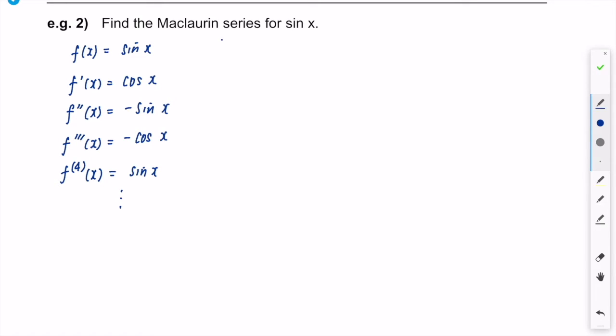And then I need the values at 0. Sine 0 is 0. F prime of 0, cos 0 is 1. F double prime of 0, negative sine 0 is 0. F triple prime of 0, negative cosine 0 is negative 1. And then we're back to the fourth derivative at 0. We're back to sine x again, so that will be 0. So it looks like we're alternating between 0, 1, 0, negative 1, 0, 1, 0, negative 1, like that. In this particular Maclaurin series for sine x, these are the coefficients, or part of the coefficients. So let's try to write this out.